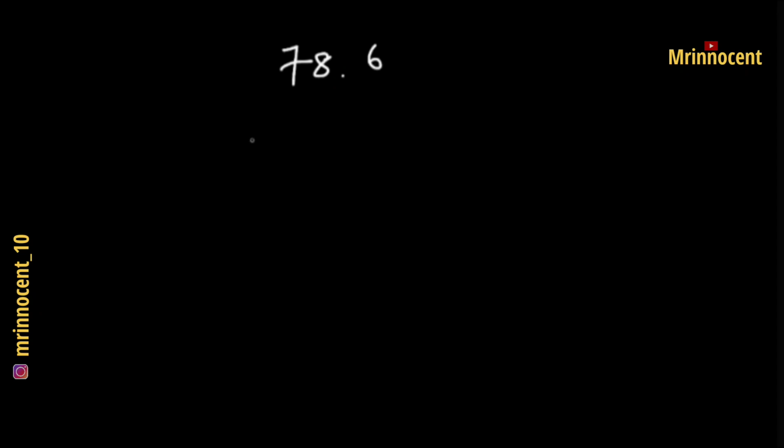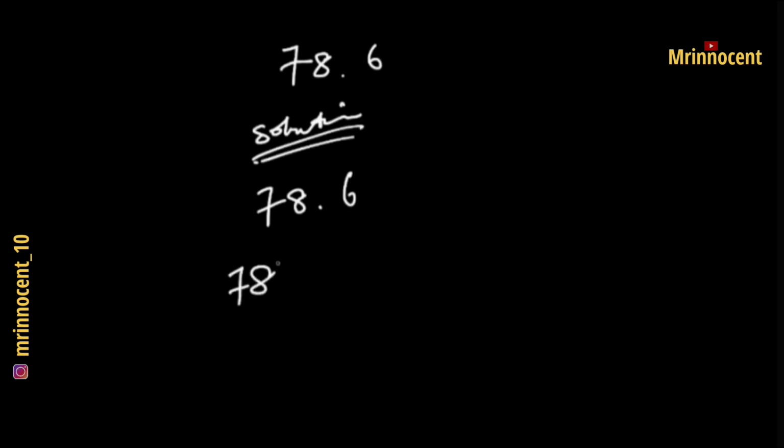78.6, solution. So you have 78.6. 78 whole number. This is 1. So you have 6 over 10. We divide this one by 2. Divide this one by 2. So you have 78 whole number 3 over 5.